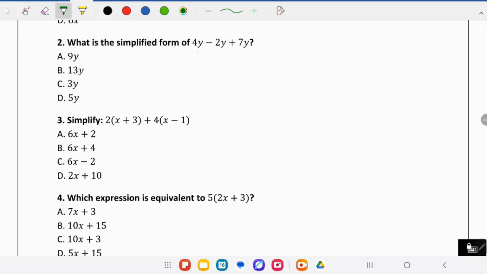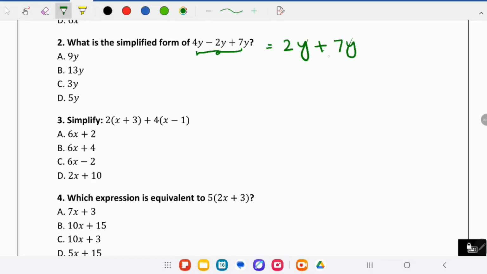All of these three terms are like terms. So I simplify by adding and subtracting their coefficient. In the first and second term, I'm going to subtract the coefficient. Coefficient I have, as I said earlier, they are the number before the letter. So 4 and 2. 4 minus 2 is 2y. Here plus 7y.